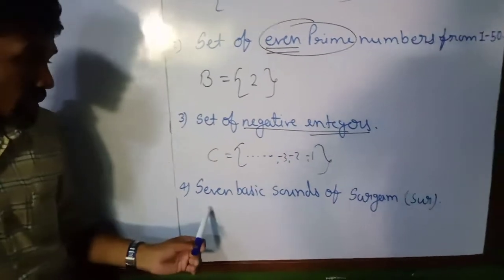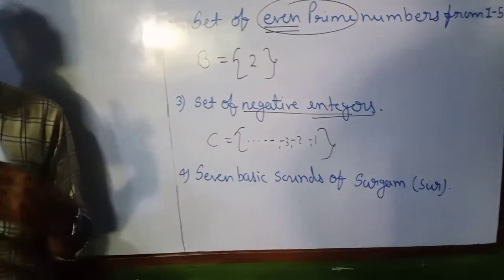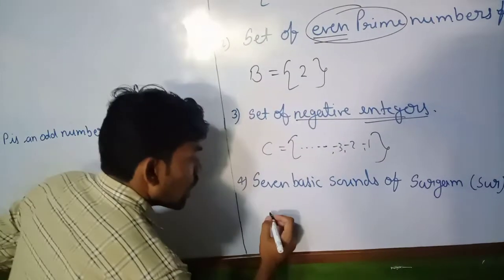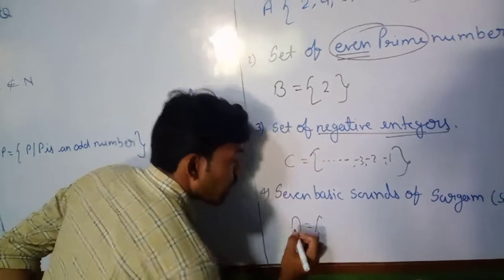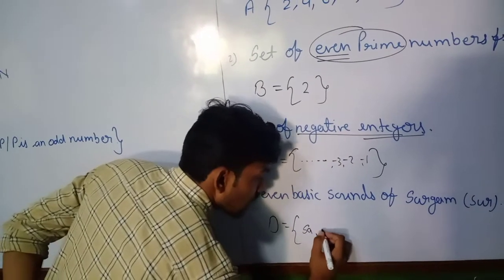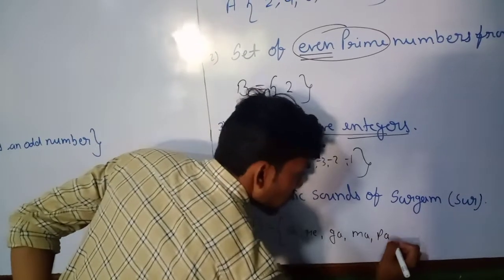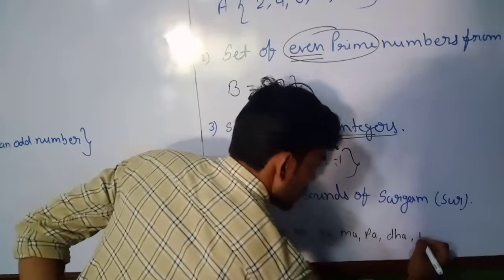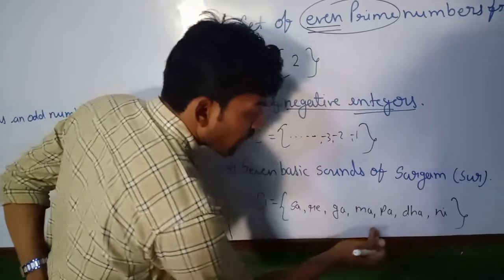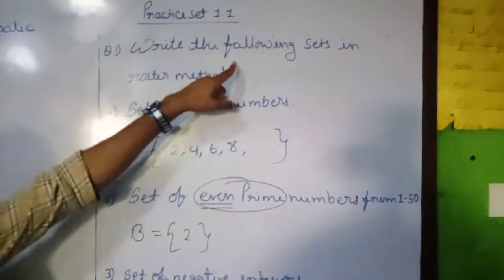The next one is 7 basic sounds of the sargam, or we can say sur. Whatever we learned at the time of learning the musical instrument, we are using this sur. So again take the name of the set, any capital alphabet. D I have taken, that is sa, re, ga, ma, pa, dha, ni. 1, 2, 3, 4, 5, 6, 7, and all are separated by commas. So this way we have to write the given set in the form of roster method.